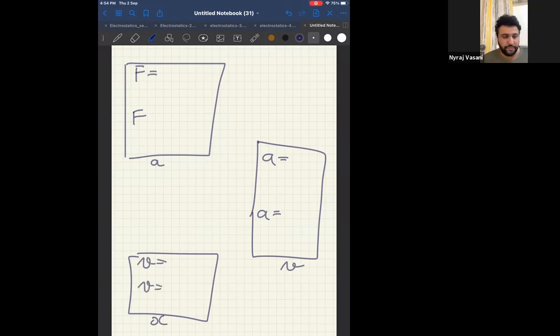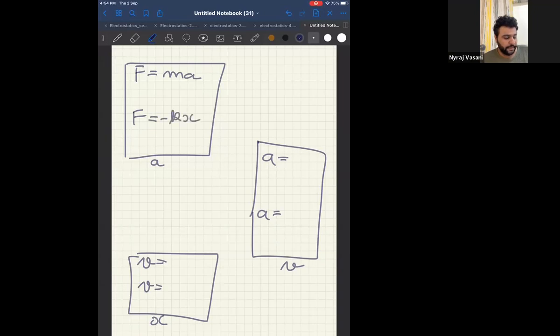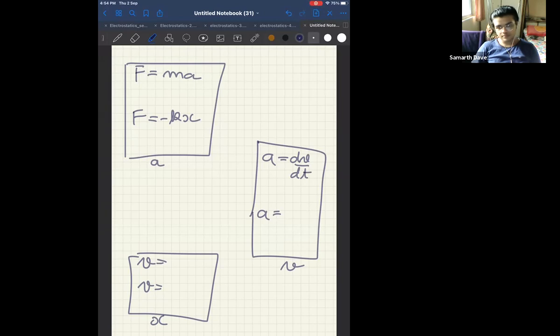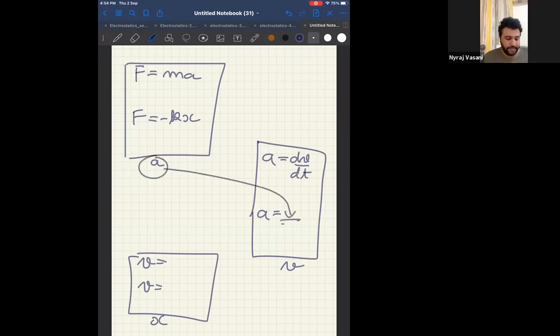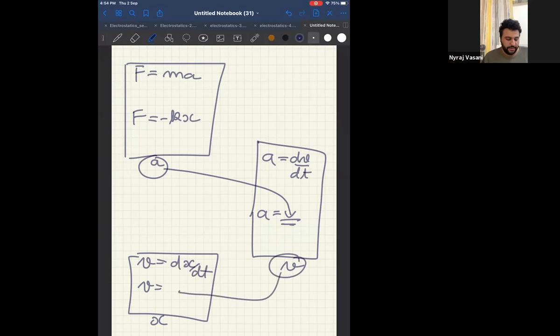Start. What is the general formula for force? Mass into acceleration. What is the specific formula for force? Minus kx. What is the general formula for acceleration? dv by dt, derivative. What is the specific formula for acceleration? We'll get it from here. Now, what is the general formula for velocity? dx by dt. And the specific formula for velocity, I will get it from here. Now we just have to derive one by one. So make a note of the general syntax. That will help you in the derivation. Start, make a note.